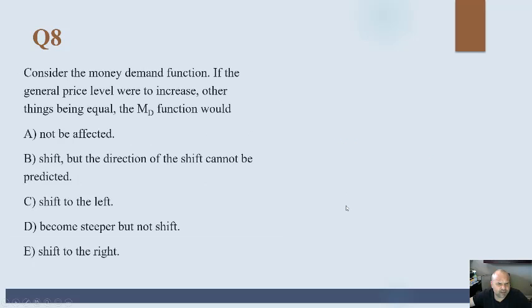Consider the money demand function. If the general price level were to increase, other things being equal, the money demand function would, so hit pause and see if you can figure out which answer is correct. Okay, well the correct answer here is E. It would shift to the right. If you remember, the money demand is a function of income, interest rates, and the overall price level. If the price level were to increase, all else constant, then we need to have more money because all prices have increased. So we would represent that by a shift to the right.